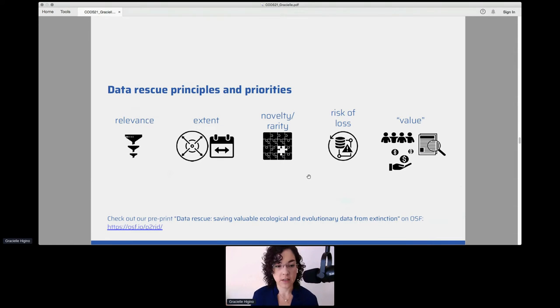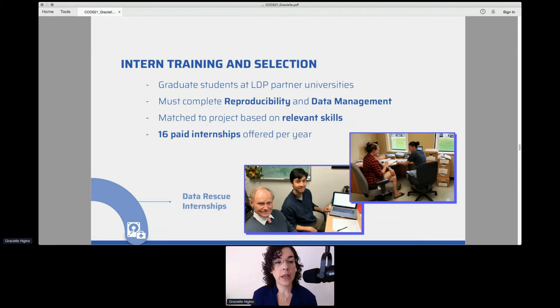We evaluate, for example, the relevance of the data set, the geographical and temporal extent, the novelty and rarity of the data set, and the risk of loss: is this data set at imminent risk of a big loss? We also try to evaluate the value, but this is very subjective. It's more like, when nothing else helps, we try to evaluate the value. We look at, for example, the monetary value of losing this data, or the potential for publications and new scientific discoveries from this data set. And then we train students and select them to pair with the project.